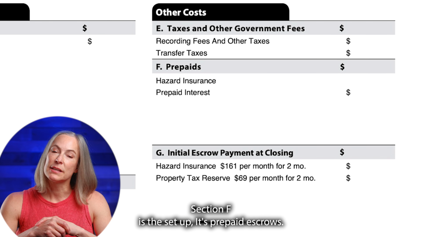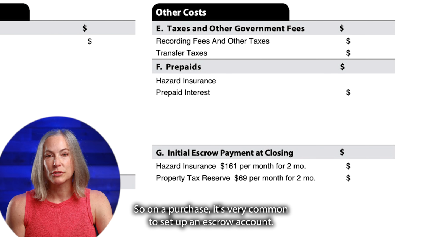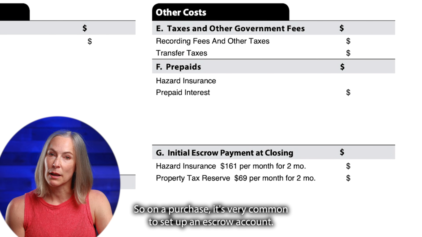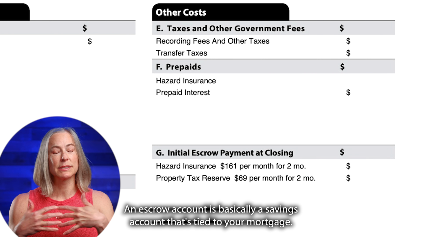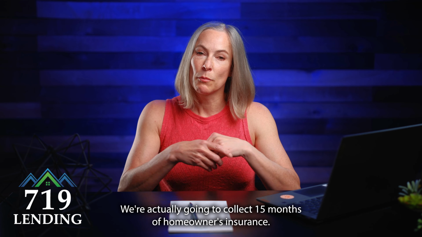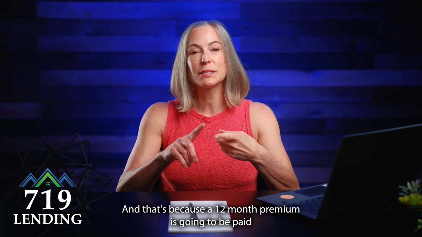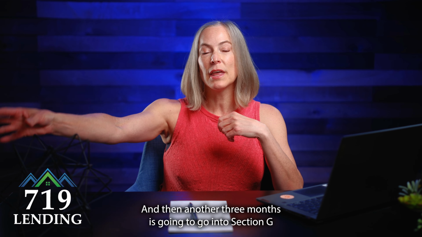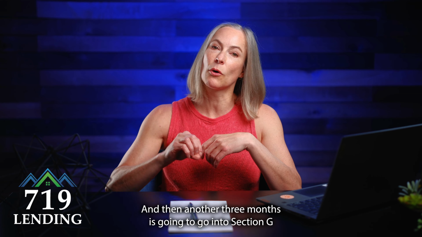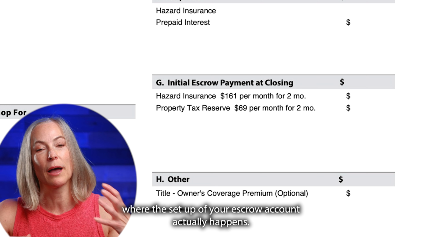Section F is the setup, or it's prepaid escrows. So on a purchase, it's very common to set up an escrow account. An escrow account is basically a savings account that's tied to your mortgage. We're actually going to collect 15 months of homeowners insurance, and that's because a 12-month premium is going to be paid to your insurance company from your funds to close. And then another 3 months is going to go into Section G, where the setup of your escrow account actually happens.